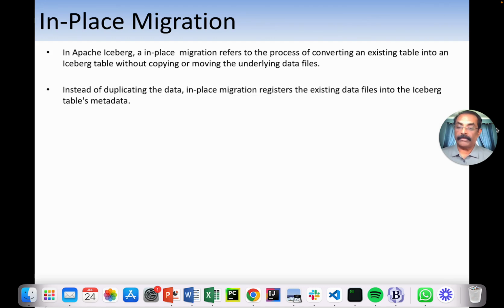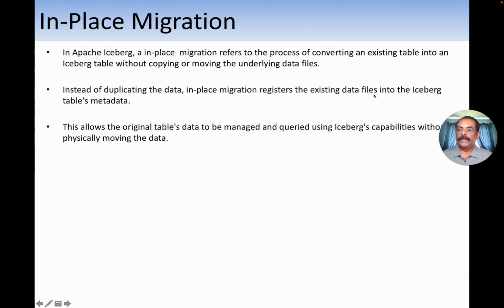You can do it in a different way, the add files model. But here you are converting Hive as it is, in a simplified way. Okay. This allows the original table data to be managed and queried using Iceberg capabilities without physically moving the data. Another thing is you are keeping your Hive table as it is. So let's say you want to validate your Iceberg table after migration, and only then you want to drop the table, right? So you can have both, but no duplicating of the data.